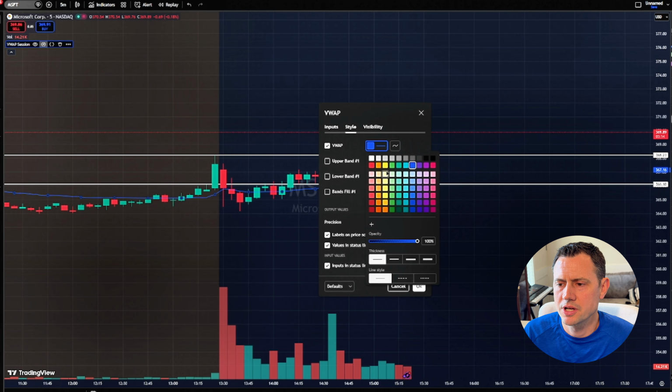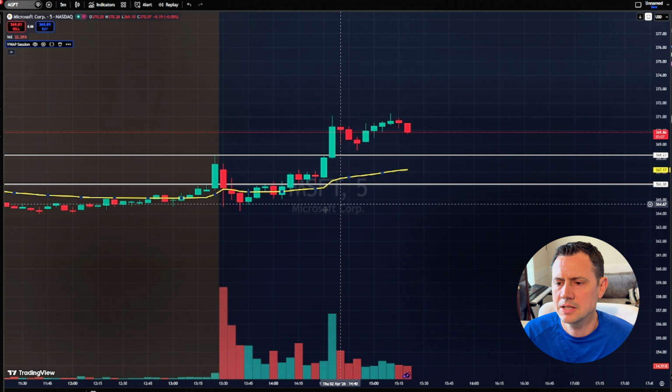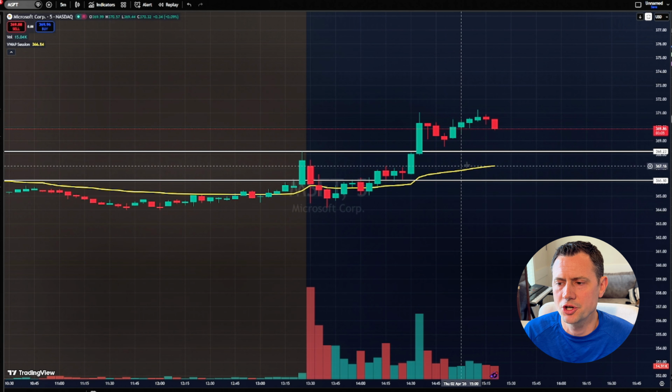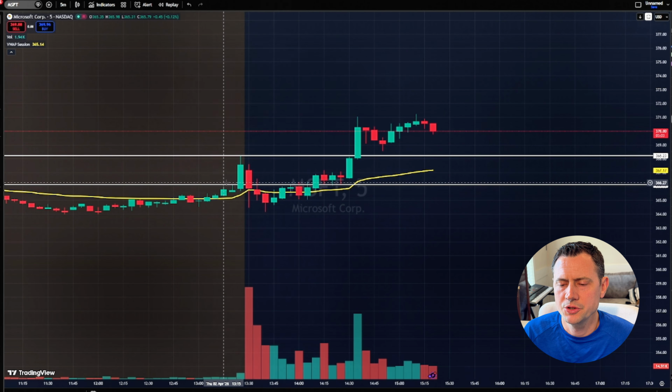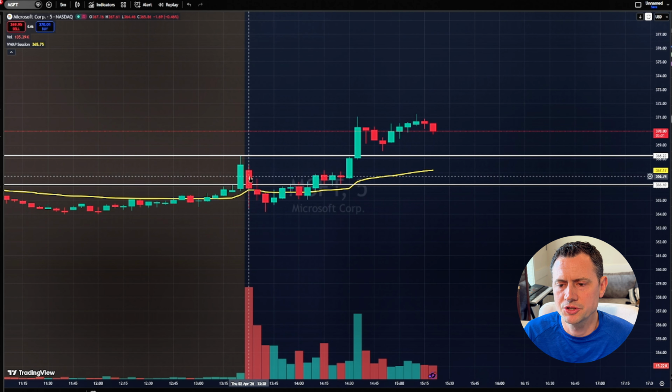And then you can change the color. I like to have my VWAP yellow. That's just my personal preference. And I'm going to thicken it up so you can see it a little better. So now we've got VWAP added to the chart, right? So you can see this is when the market opened on Microsoft right here.